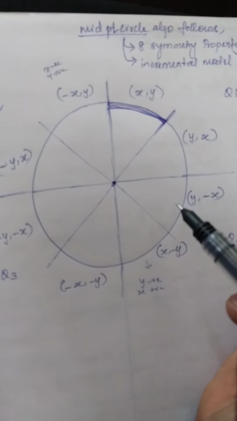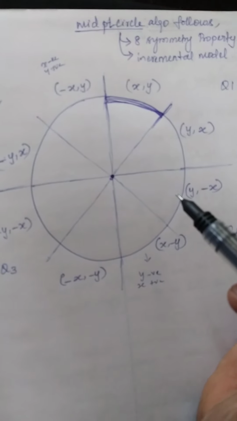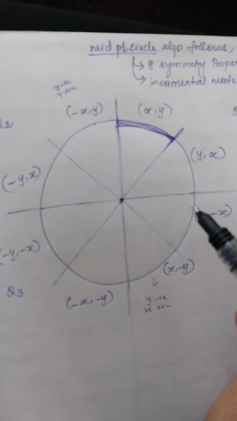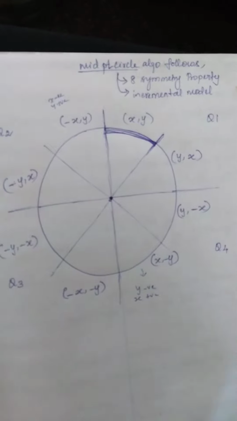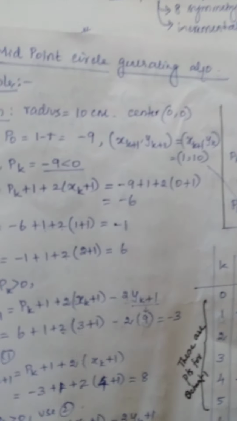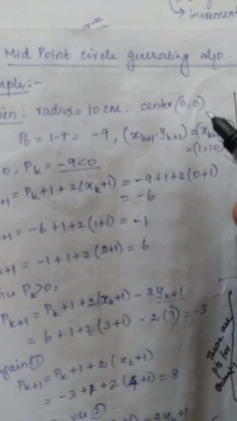Two circle drawing algorithms exist. One is midpoint and another one is Bresenham. Here we are seeing this midpoint circle algorithm only. Okay, in order to explain this algorithm, let's consider an example. The given values are radius 10 centimeter and the origin is at 0, 0.